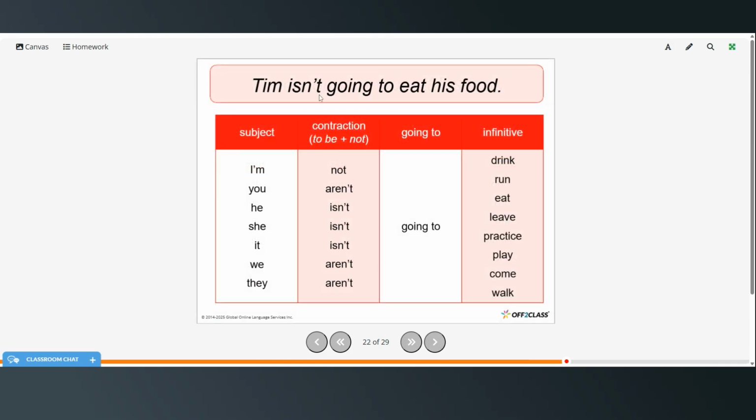And you can also use the contraction form. I'm not going to drink. Here the contraction is in the subject, I'm. You aren't going to run. He isn't going to eat. She isn't going to leave. It isn't going to practice. We aren't going to play. They aren't going to come.